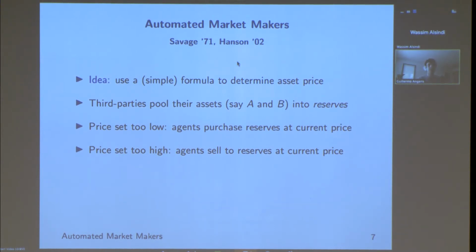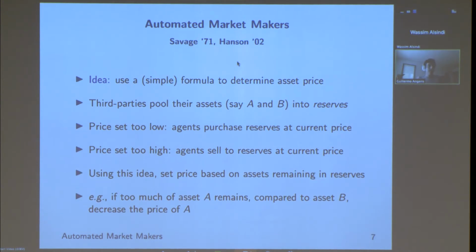Then this idea can just simply be extended to say, let's set the price based on the assets remaining in the reserves. If too much of asset A is there still, then that means that in some sense, we have overpriced the asset. So just simply reduce the price, which will incentivize people to buy it.